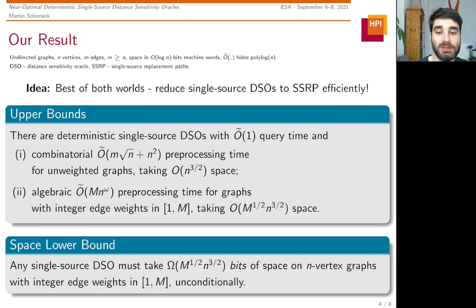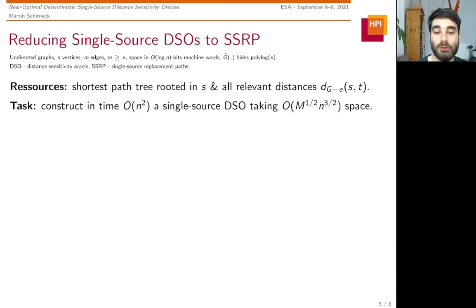So how do we do this? We assume that we are given the output of really any SSRP algorithm, which is the shortest path tree rooted in S, and all relevant replacement distances. And from this, we want to construct in quadratic time a single source DSO taking the claimed space, the optimal space.